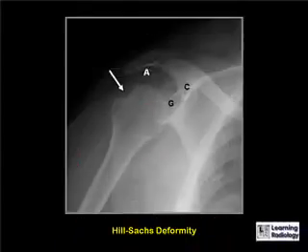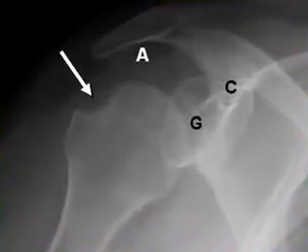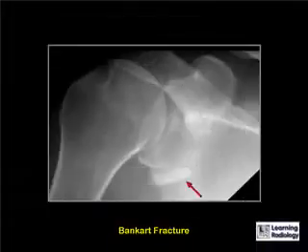This is another example of a Hill-Sachs deformity. The white arrow is pointing to the deformity along the lateral aspect of the humeral head. It only takes one dislocation of the shoulder to produce a Hill-Sachs deformity. The G represents the glenoid, the A, the acromion, and the C, the coracoid process.